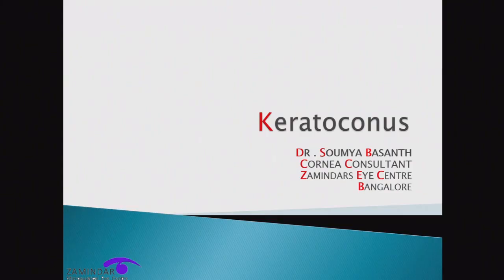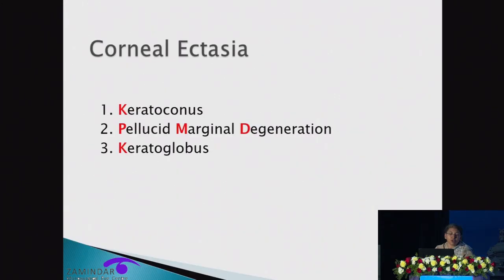Good morning, everybody. One of the most common corneal disorders that we encounter is keratoconus. It is one of the commonest ectatic disorders that we all encounter in our clinics. The other ectatic disorders are pellucid marginal degeneration, where the ectasia is inferior in the cornea, and keratoglobus, where there is global thinning and ectasia of the entire cornea.